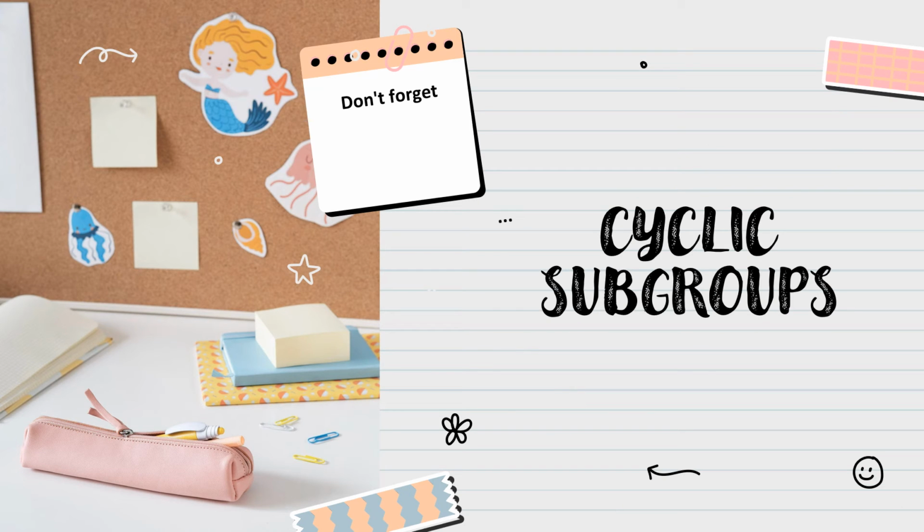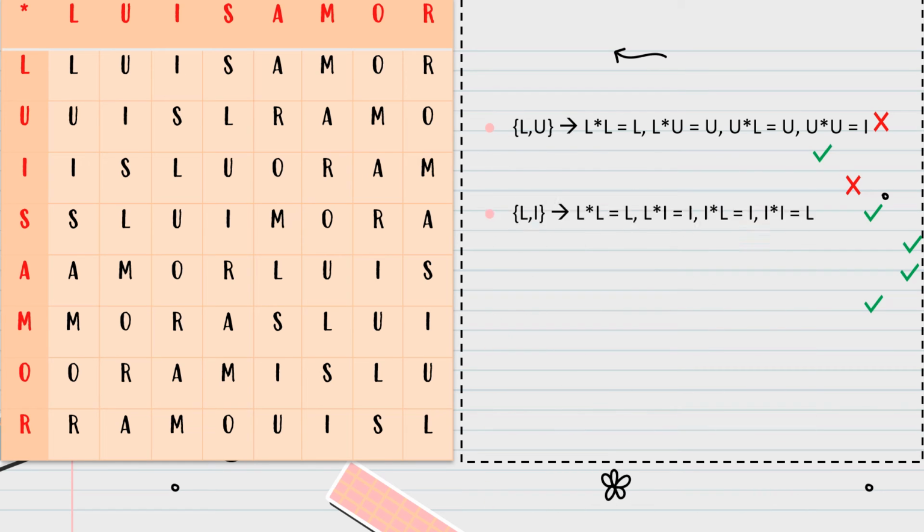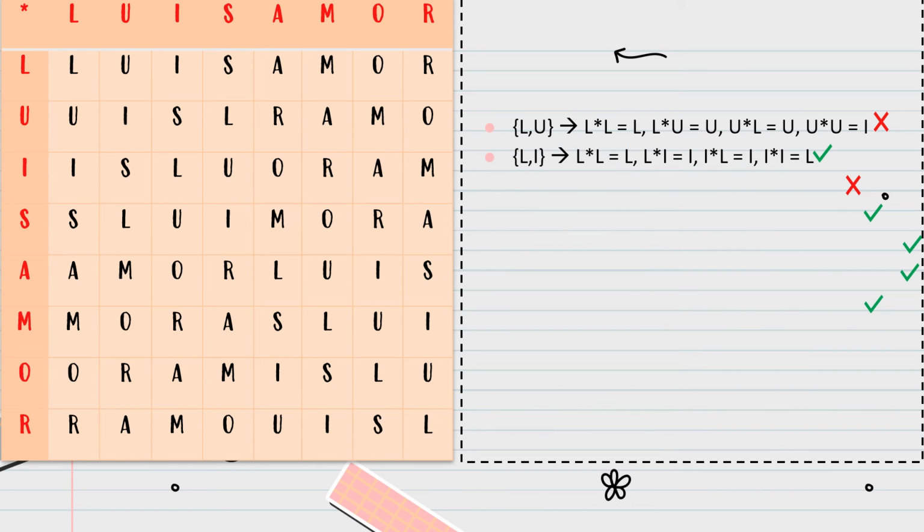We now proceed to the cyclic subgroups. First, let's try {L, U}. L star L is equal to L, star U equals U, U star L equals U, and U star U equals I. And I is not an element of {L, U}. Therefore, it is not a cyclic subgroup. Next, {L, I}. L star L equals L, star I equals I, I star L equals I, and I star I equals L. And L is an element of {L, I}. Therefore, it is a cyclic subgroup.